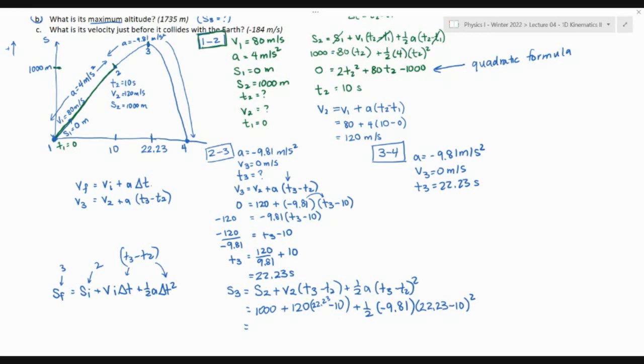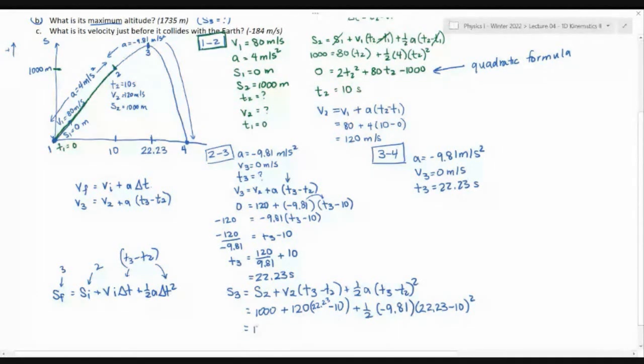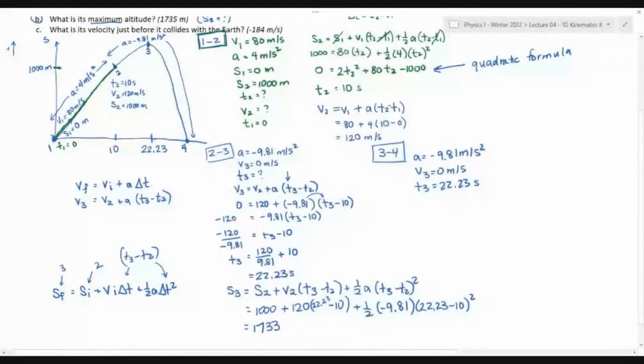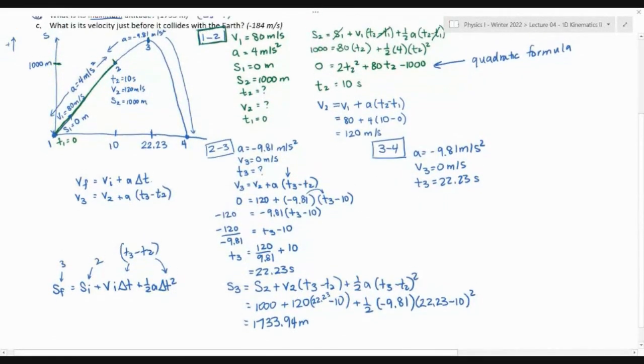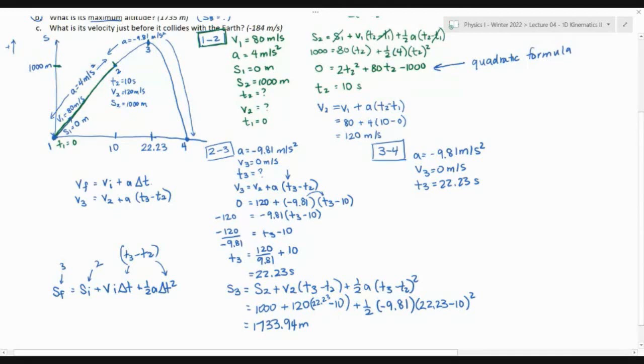Okay, so I'm getting this number. I don't know if anybody else tried typing it. You can confirm it. It's 1733.94 meters. So that's S3. So now finally we're in this last section over here.